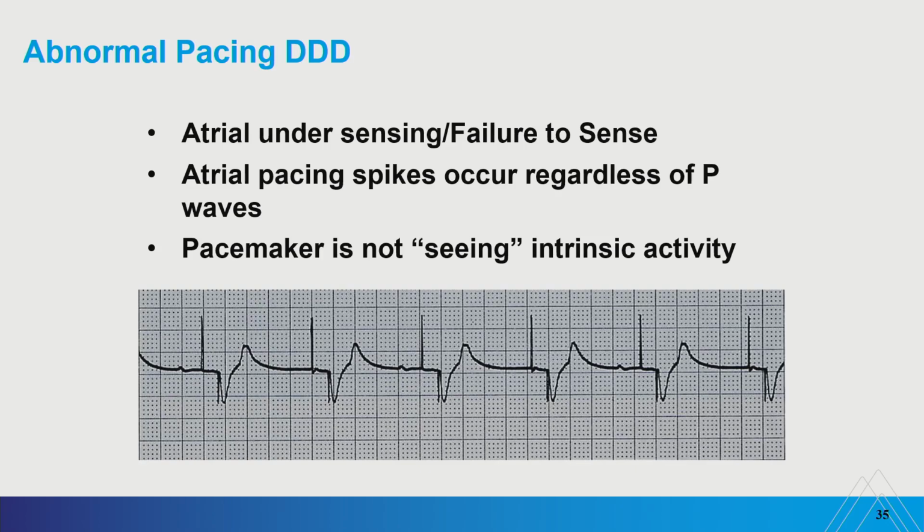How do I fix it? Increase my sensitivity on the atrium. Which way do I turn the dial? To the right. The number will go down. So whenever I want to increase something, I always turn it to the right. The number will take care of itself. So even if you don't remember that the lower number is more sensitive, remember that if I want to increase the sensitivity, turn the dial on the pacemaker to the right. Okay?